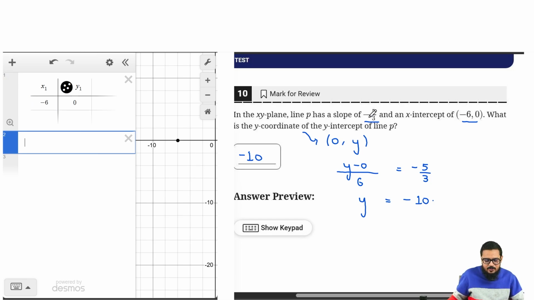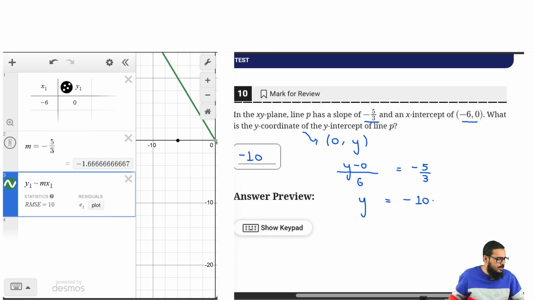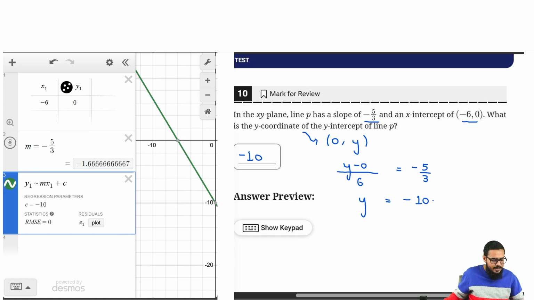I'm going to provide this instruction to Desmos: take my m as minus 5 over 3. You can do it afterwards as well, or you can do it before. So m equals minus 5 over 3. That's my m value. And I will go with the manual regression, y1 is equivalent to mx1 plus c, right? So you get your value of c. That's your y-intercept, right?